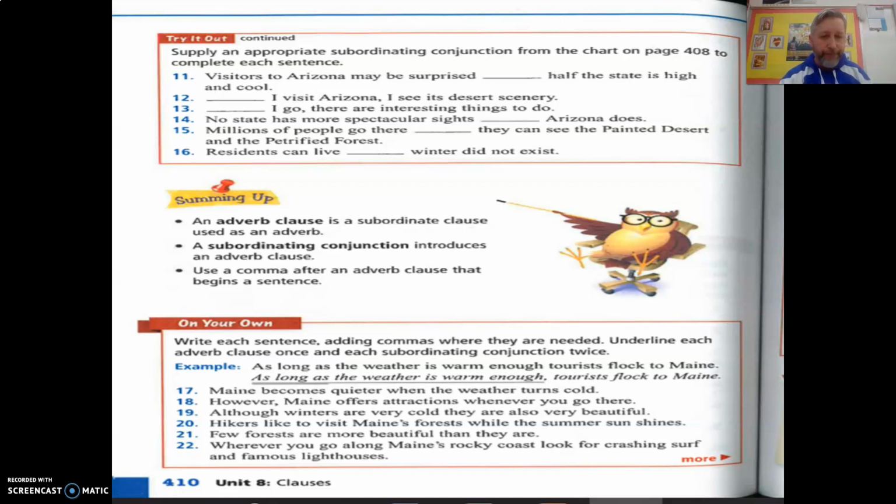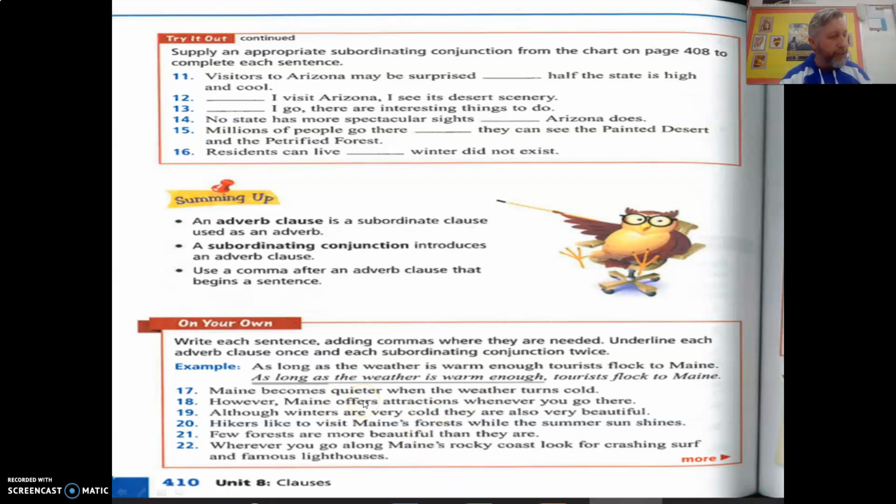How about 18? Did you see whenever? Whenever you go there. Okay, whenever is the conjunction. 19, did you happen to find although? All right, so although winters are very cold, that is the adverb clause, and although is the conjunction. Keep in mind for that one, don't forget to put a comma after cold, because it's a subordinate clause, an adverb clause that begins a sentence.